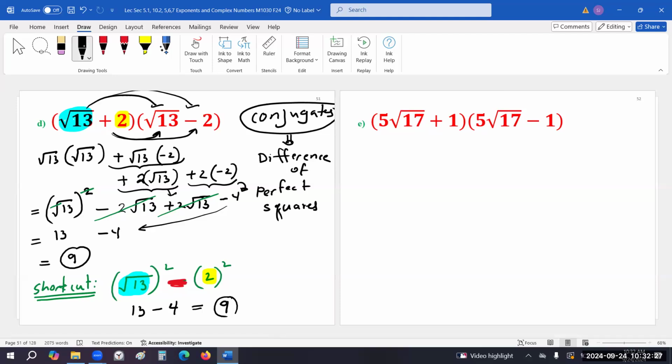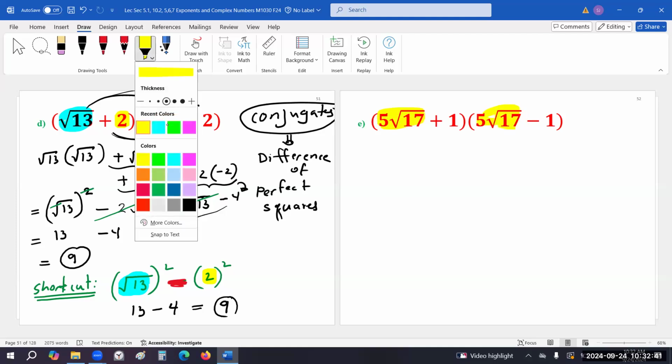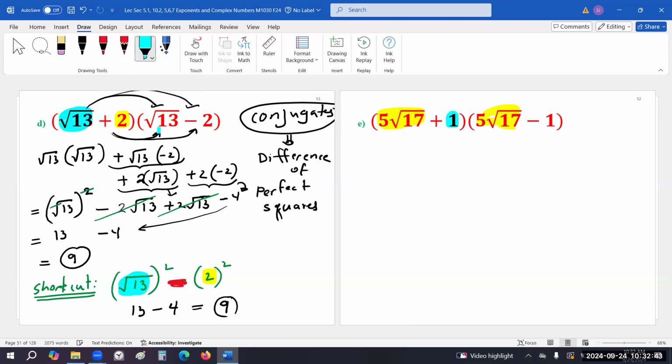Okay, the next one. You can use a longer method or you can use the shortcut. Try the next one. We can use the shortcut because we have the same first term and we have the same second term. Since they're the same, they are conjugates.